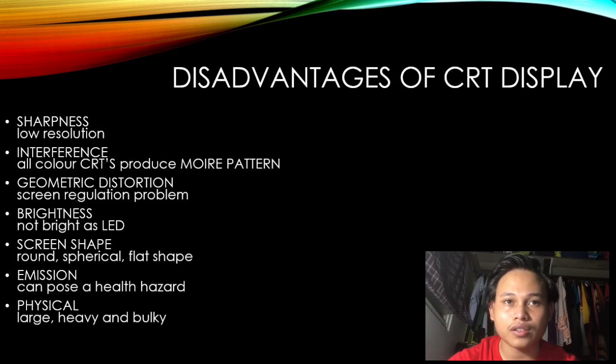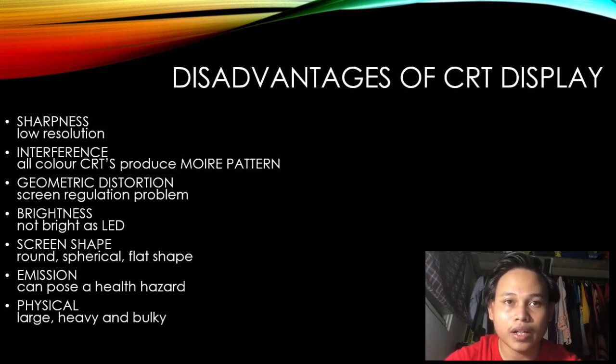Number 2 is interference. All color CRTs produce annoying moire patterns. Many monitors include noise reduction, which normally doesn't eliminate the noise interference pattern entirely. Number 3 is geometric distortion. Subject to geometric distortion and screen resolution problems, also affected by magnetic fields from other equipment, including other CRTs.